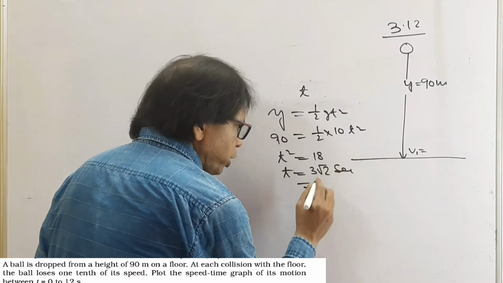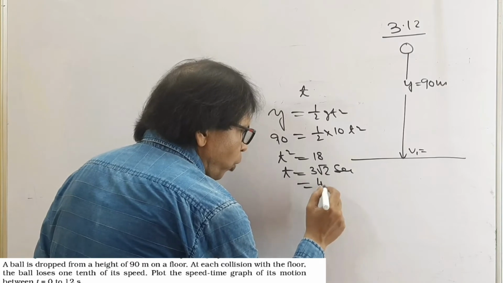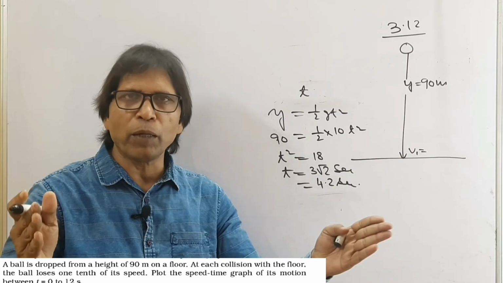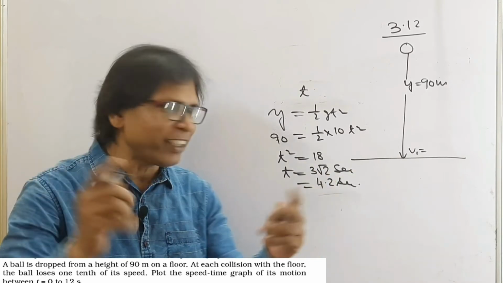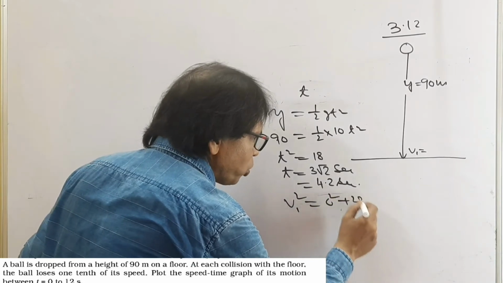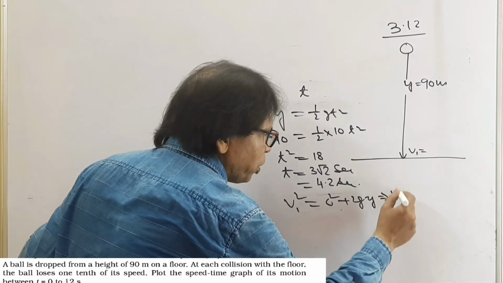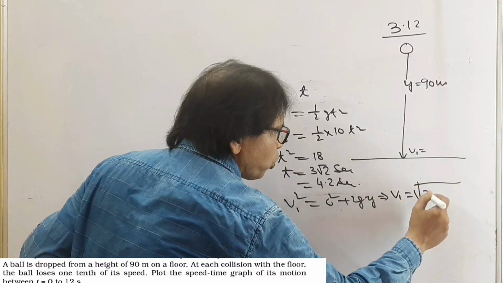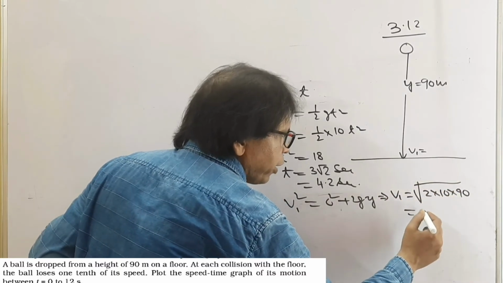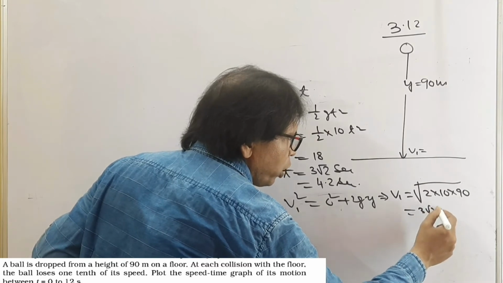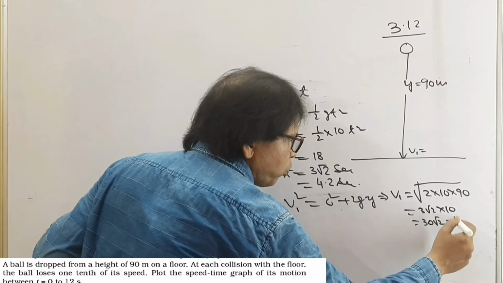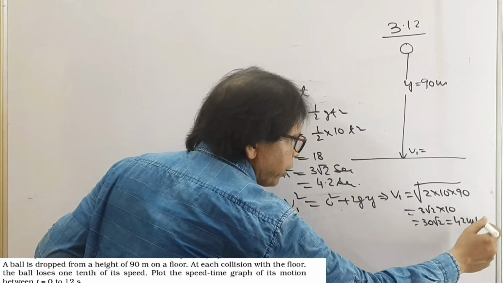Okay, so this is 4.2 second. Okay, if v1 be the velocity of the ball just before reaching the ground, then v1 square equals 0 square plus 2gy. So v1 equals root under 2 into 10 into 90. Okay, so this is 3 root 2 into 10. So this is 30 root 2, that is 42 meter per second.